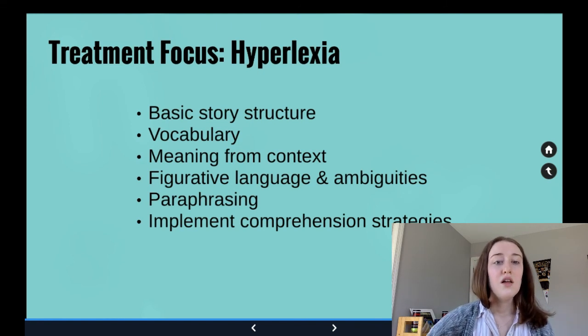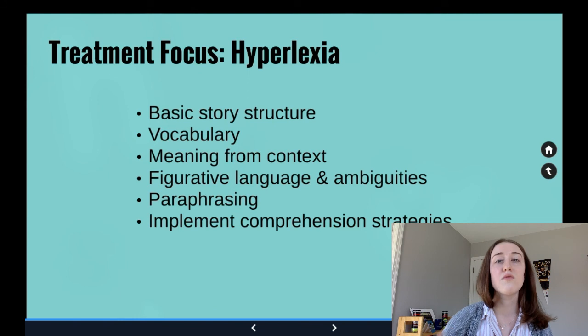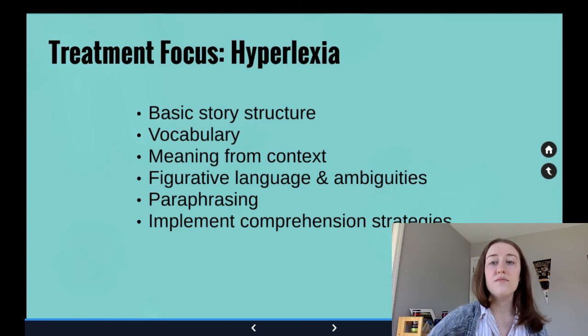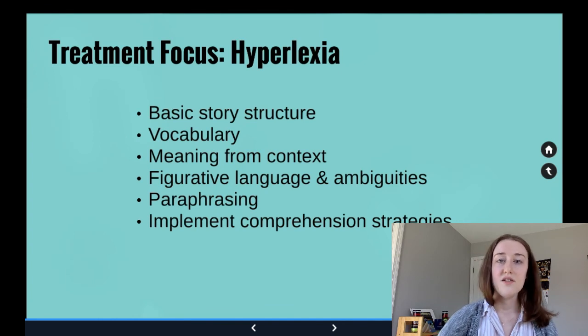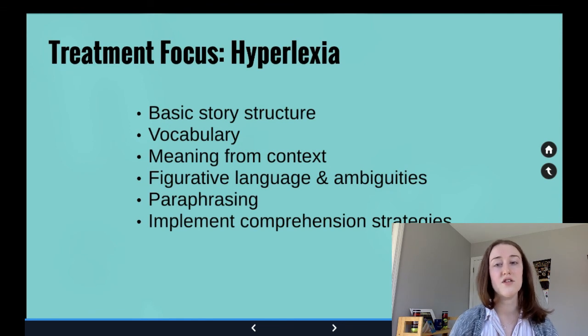They'll also go through paraphrasing and summarizing just to figure out if a child can put into their own words what they've just read, or if they're struggling with that more. And then they'll also work on implementing their own comprehension strategies. So there are things like skimming, rereading, and taking notes that different children with hyperlexia have used and has actually helped with their comprehension a lot too.